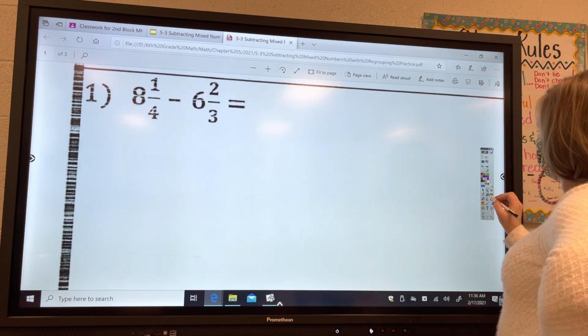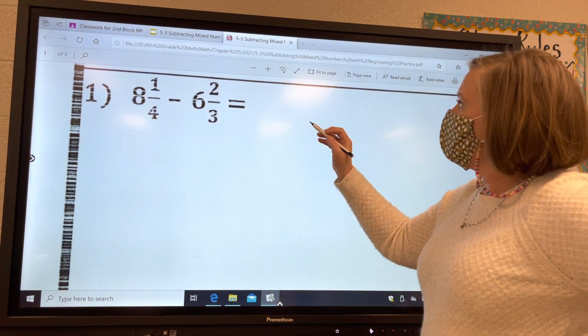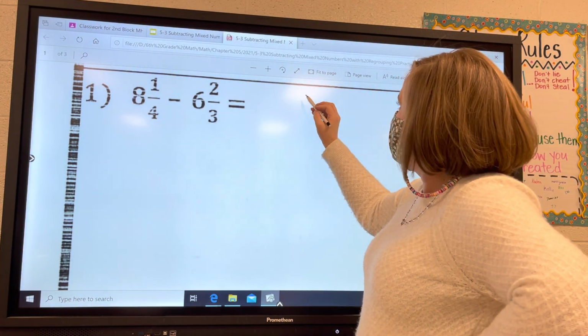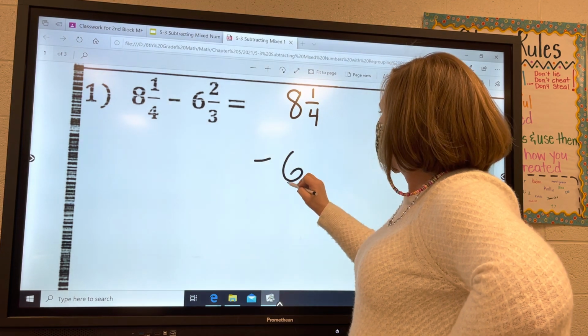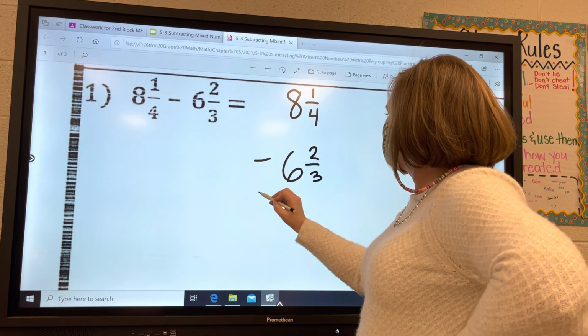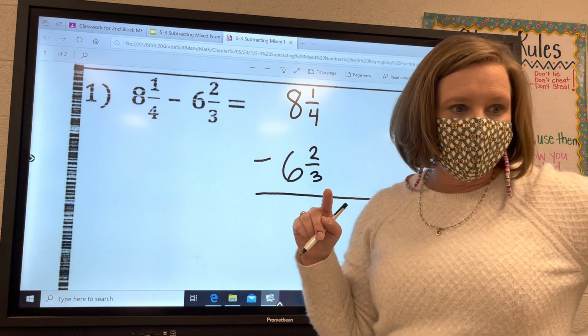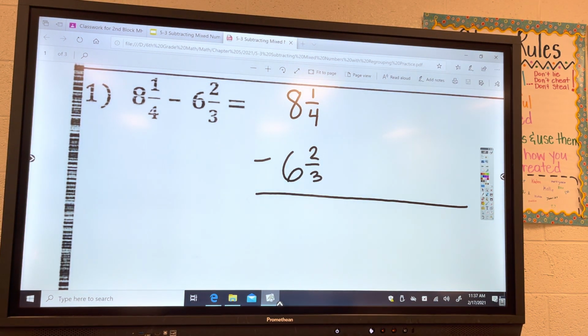All right, let's look at number 1 on your right side. It's 8 and 1/4 minus 6 and 2/3. What's the first step? Find a common denominator.